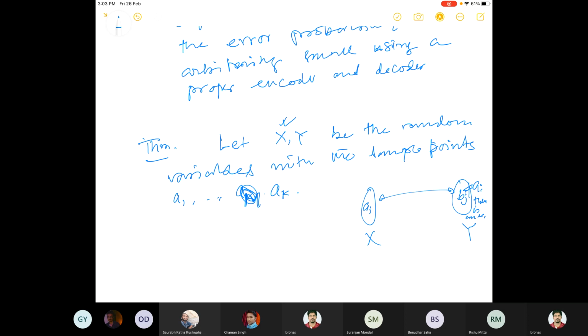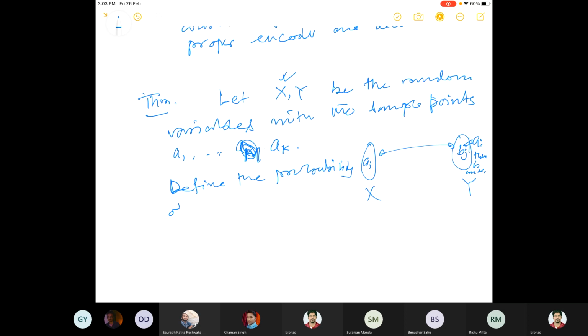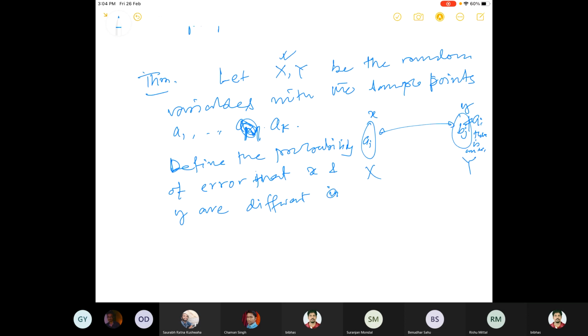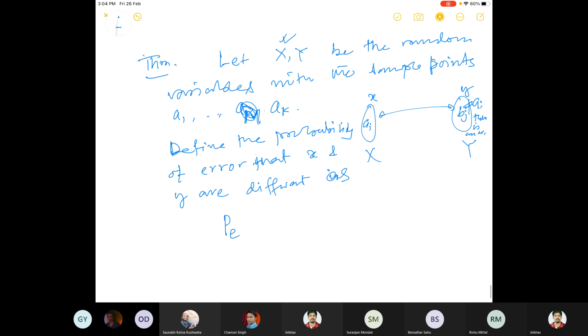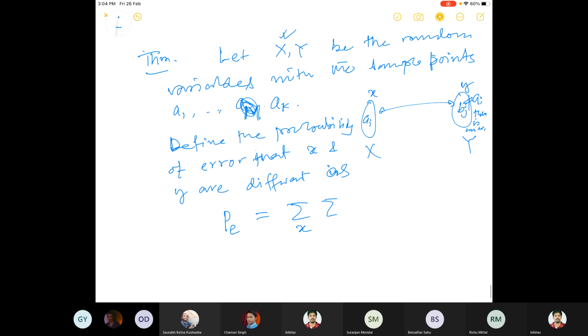Now we'll define what is called the probability of error. The probability of error, or the error probability, is the probability that X and Y are different: you send small x, but the receiver receives small y. Let me denote it as PE, which will be the sum over x, sum over y not equal to x, of probability of xy.